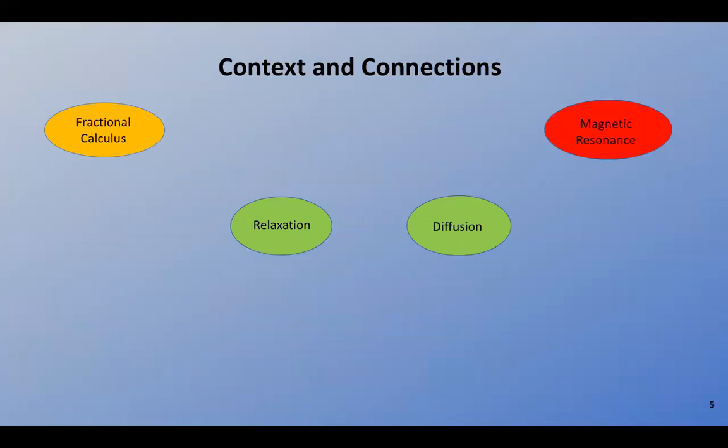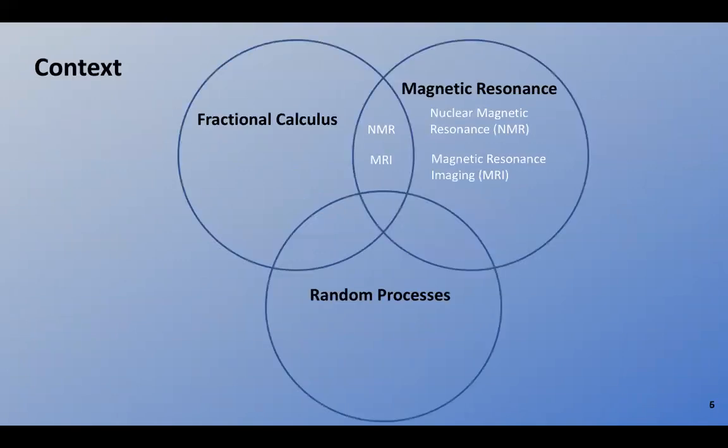But before I talk about what I've done and what others have done with me, I want to try to put this into context and to make some connections between fractional calculus, magnetic resonance, relaxation, and diffusion. In a Venn diagram sense, the fields of magnetic resonance and fractional calculus and random processes in general overlap slightly. In particular, the underlying nuclear magnetic resonance phenomena that's the basis for magnetic resonance imaging is being applied and analyzed using fractional calculus.